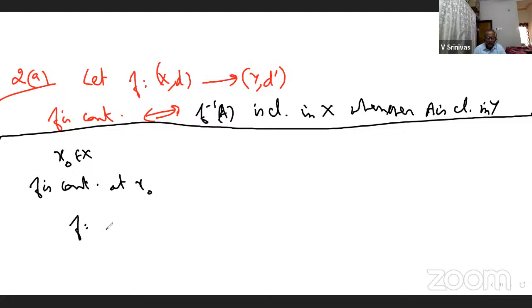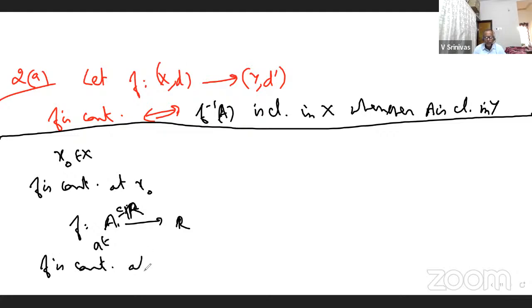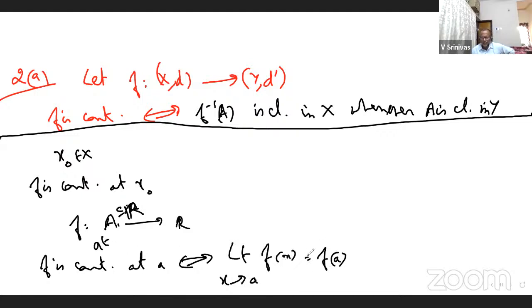You recall, if A is a subset of R and f is a mapping from capital A into R, when do you say f is continuous at a? The limit of f of x as x goes to a must exist and must be equal to f at a. This is what you mean by continuity of a real valued function of a real variable. This a must be a limit point of the set capital A.